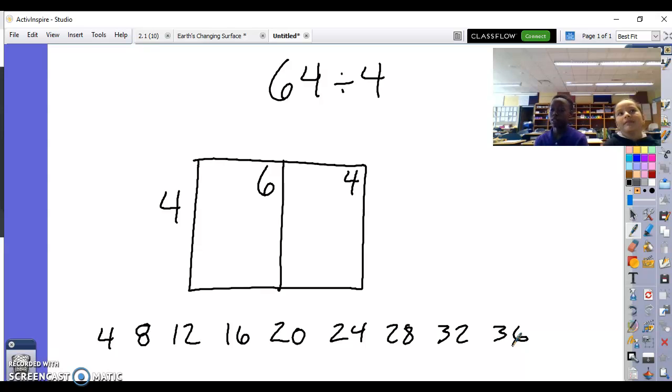Ask yourself which multiple is equal to or less than 6. Which of our multiples is equal to or less than 6? The multiple that is equal to or less than 6 is 4. So you subtract 6 minus 4, and that equals 2.